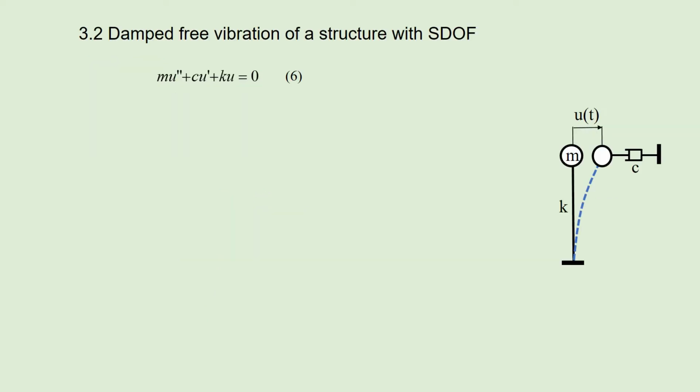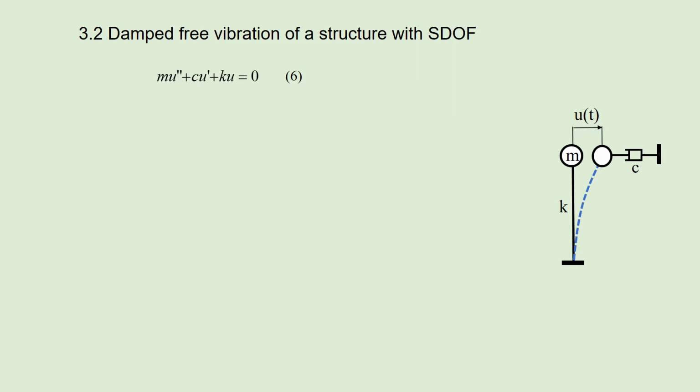3.2. Damped free vibration of a structure with SDOF. Equation 6 is the dynamic equation of SDOF model with a damper. The external force is 0. Suppose you pull it to the right at the initial time, then release it. It moves left and right. In other words, it vibrates without the external force. This is called free vibration.